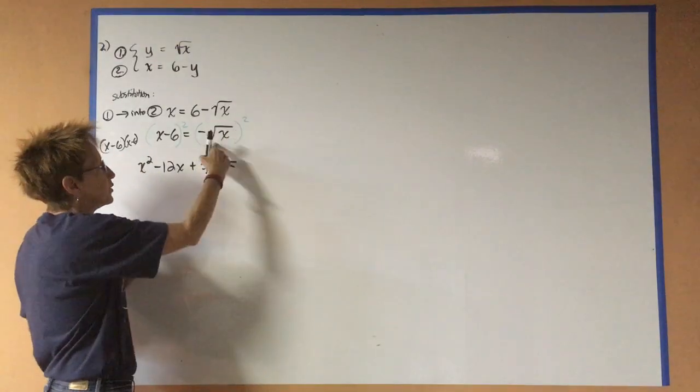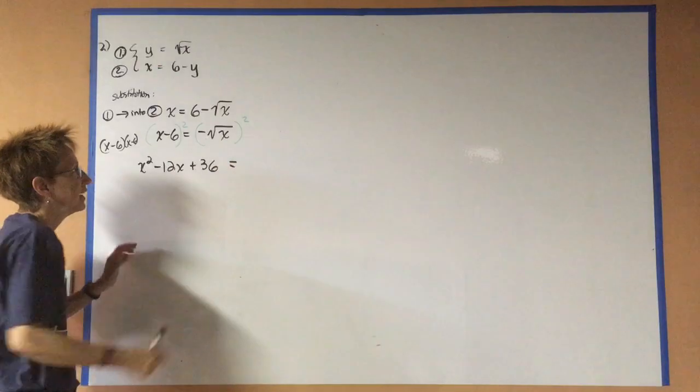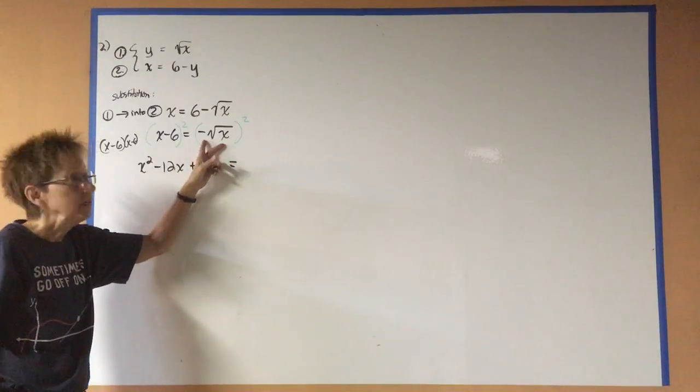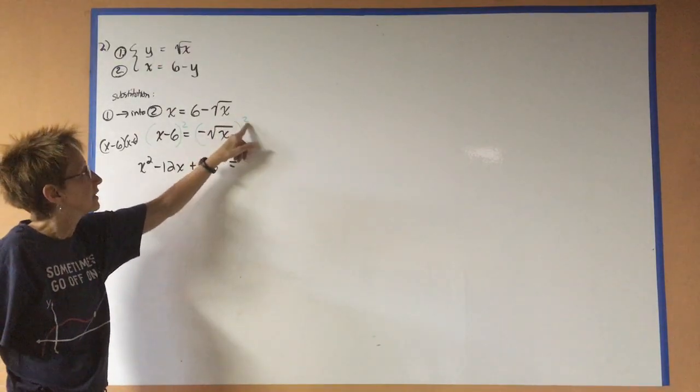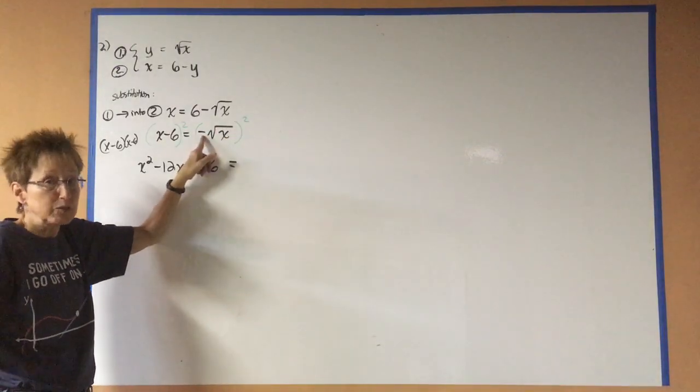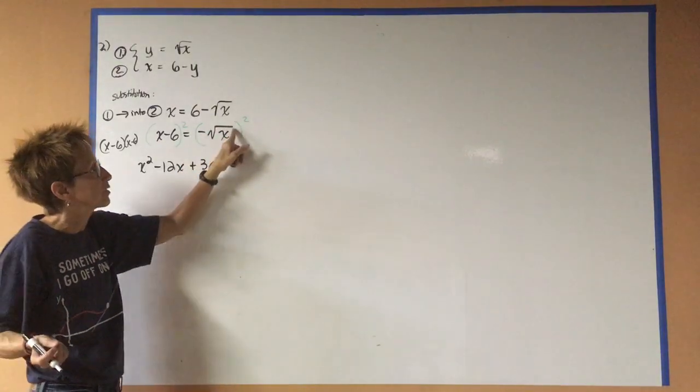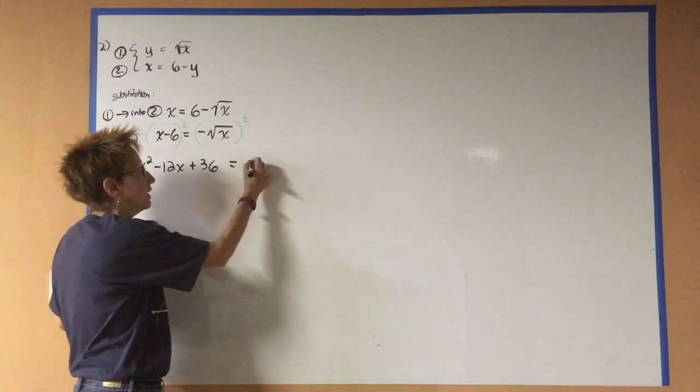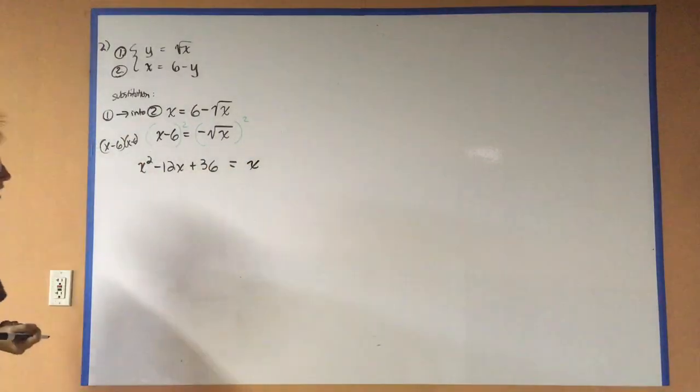Over here, what happens when you square a negative square root of x? This is all one term. So I'm going to square the negative and I'm going to square the square root. So what happens when you square a negative? What's a negative times a negative? Turns into a positive, right? What happens when I square the square root? I just get the radicand, which is x.